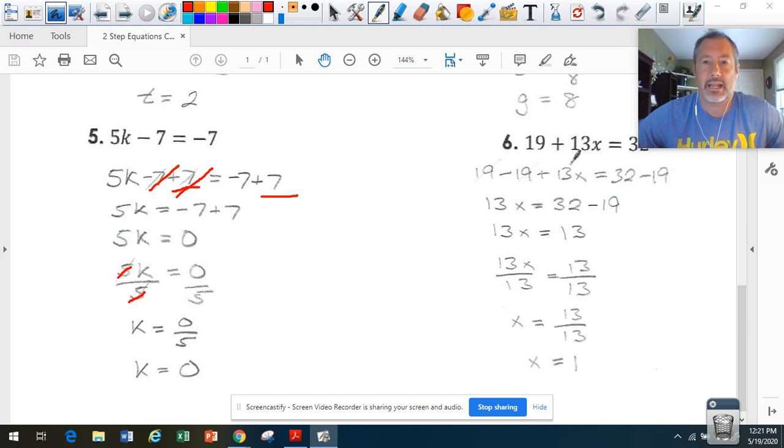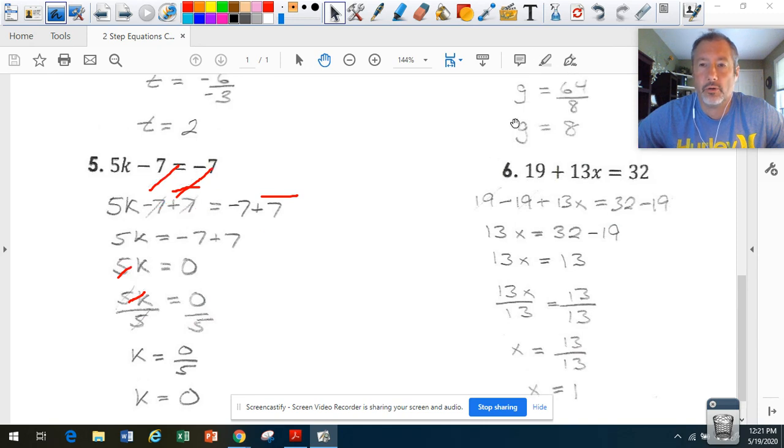Okay, guys, let's look at this one here. Scroll this down a little bit. There we go. Let's take a look at this one here. So we have 19 plus 7x equals 32. Okay, this is a positive 19. You've got to get it to the other side. So we're going to subtract 19 on both sides. Subtract 19 here, subtract 19 here.